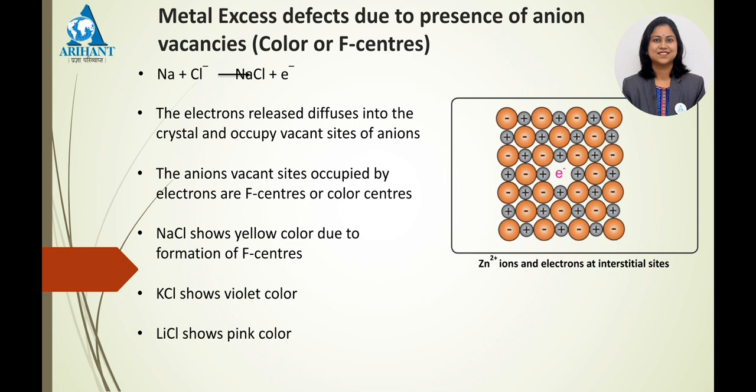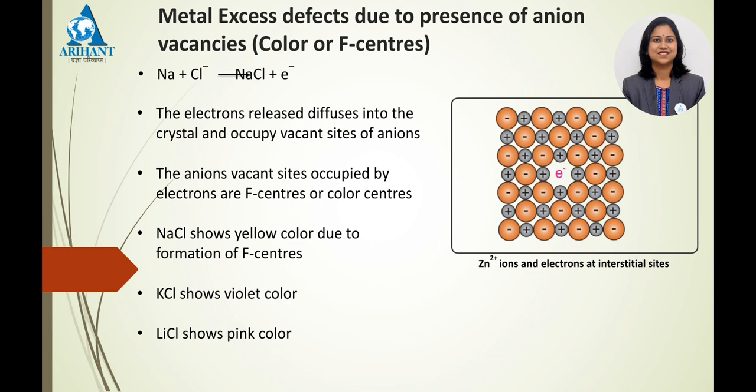Let us study the reaction. Na plus Cl- ions gives you NaCl plus 1 electron. And this particular electron absorbs light from visible light and it gives color.